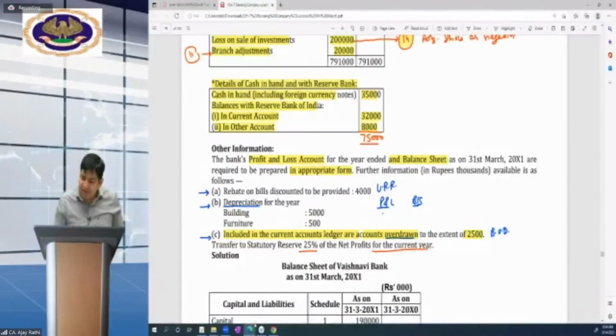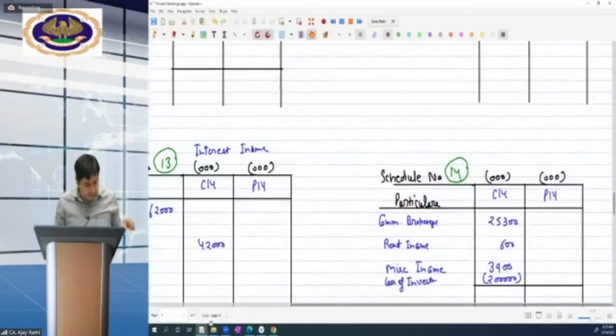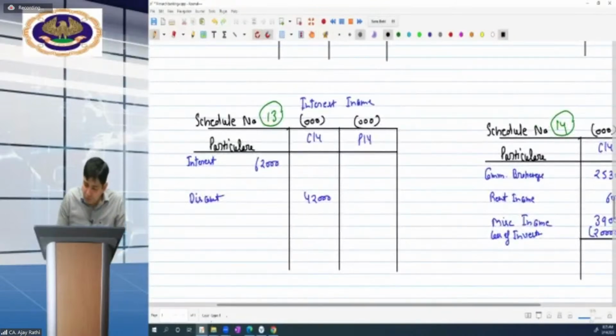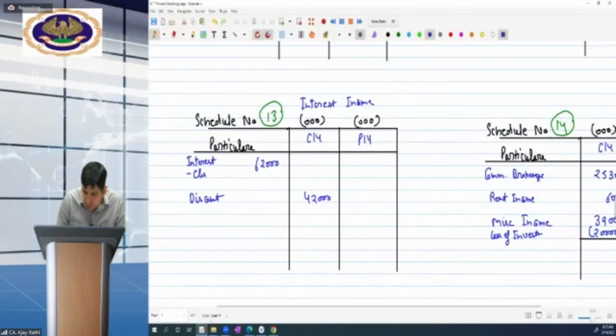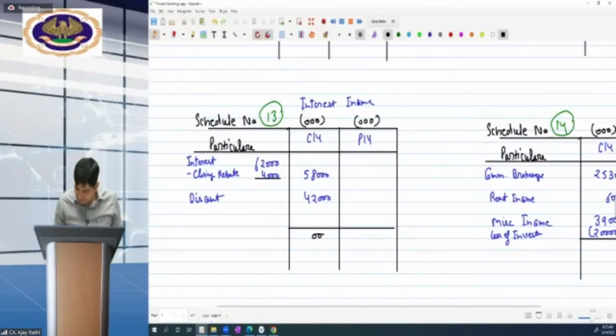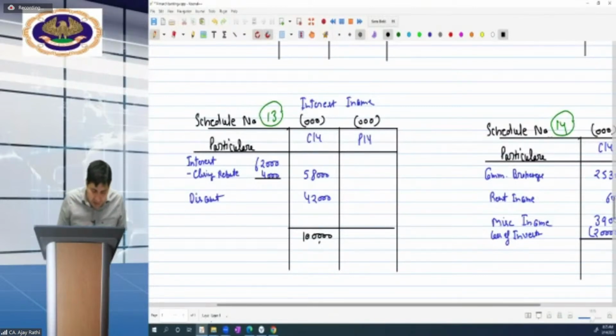So now, beta, the first adjustment is rebate on bill discounted provided, 4,000. It means that is closing unaccrued income. Where is income of interest? Sir, that is schedule number 13. From there, you have to reduce the closing rebate on bill discounted, that is 4,000. It means the balancing figure is there. 12 minus 4 leaves 8, 58,000. What is the total? 1 lakh. That will be posted there.